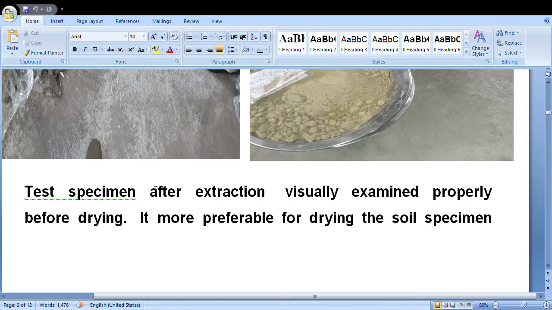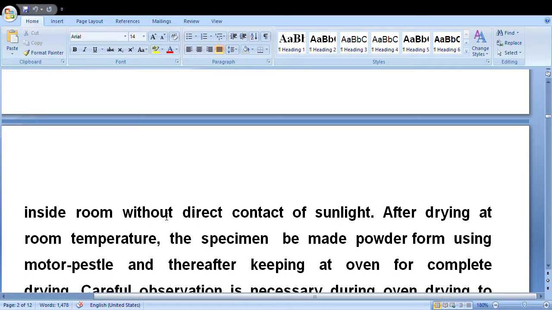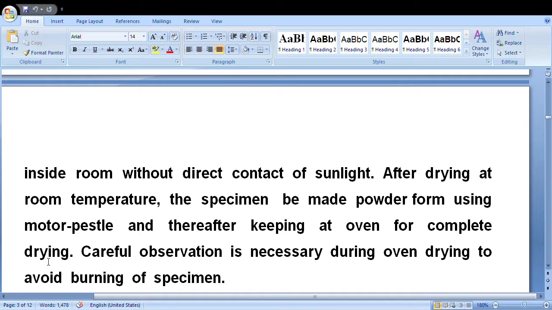The test specimen after extraction should be analyzed visually and properly before drying. It is preferable to dry the soil specimen inside the room without direct contact of sunlight. After drying at room temperature, the specimen shall be made into powder using a mortar, and thereafter kept in the oven for complete drying. Careful observation is necessary during oven drying to avoid overburning of the specimen.